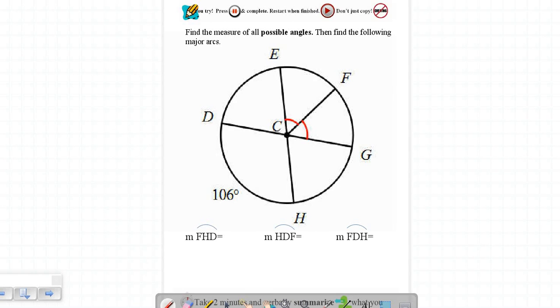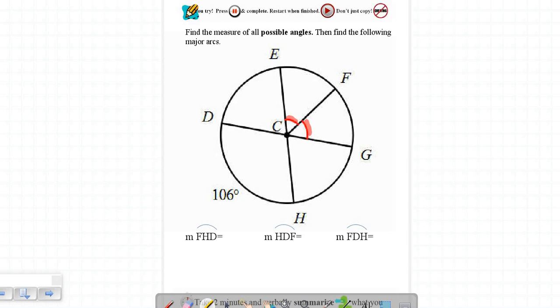Okay, pause the video here, do your own work, and then restart. One little caveat, keep in mind, these two little marks mean those are equal. Find all possible angles, then find the major arcs below. Pause the video, then check your work.